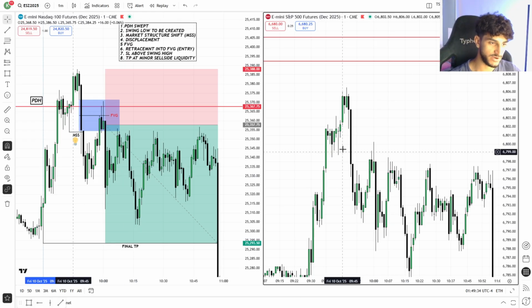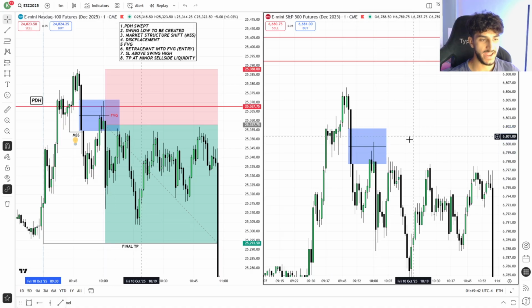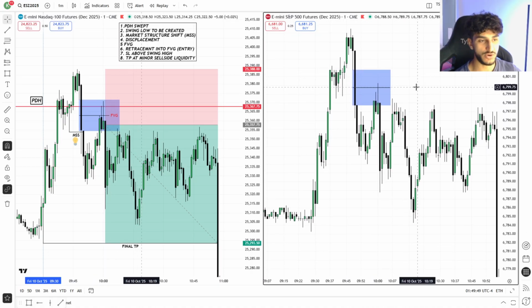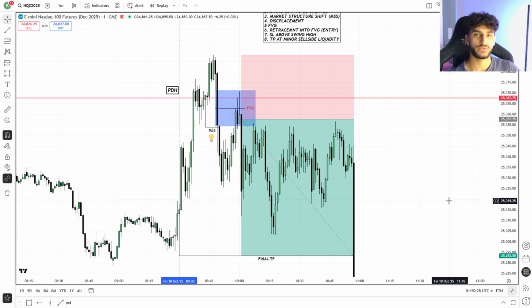So as we can see right here, we do get this swing low, the break of market structure to the downside with a displacement. We do get this fair value gap, and we do get the retracement into the fair value gap. So if we have both assets correlating like that, then it is an absolute A+ of a trade, and I would highly recommend you taking it. So there you guys have it, the ICT 2022 silver bullet model.